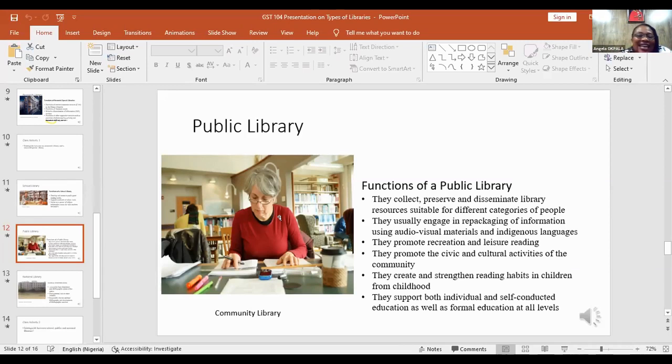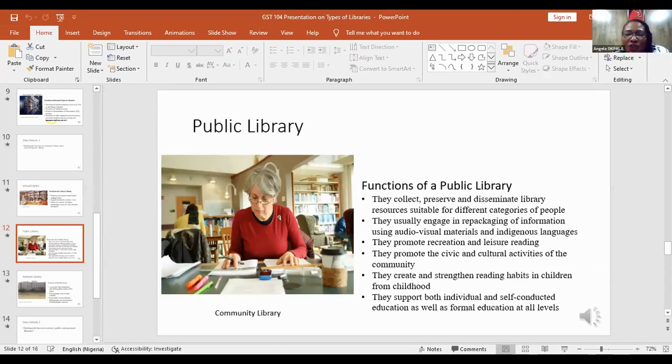Okay? They are neither located in the school environment or tertiary institutions or primary institutions. They are located in the communities. And they are meant for all types, categories of users. Very interesting. They are meant for all categories of users. And of course, if a public library is meant for all categories of users, including illiterates, they also have to play some very unique functions.